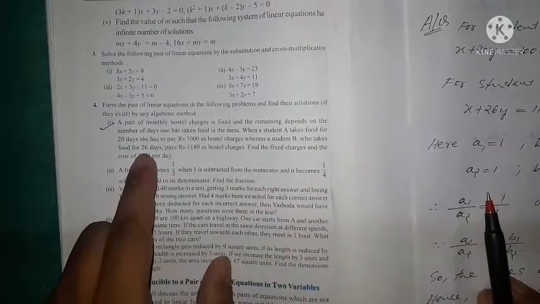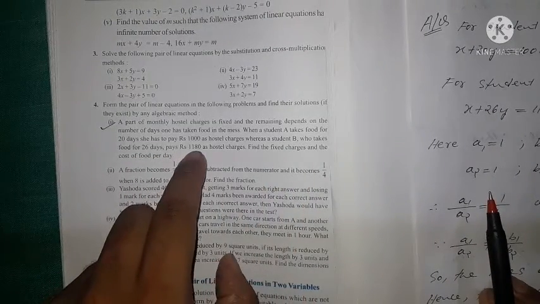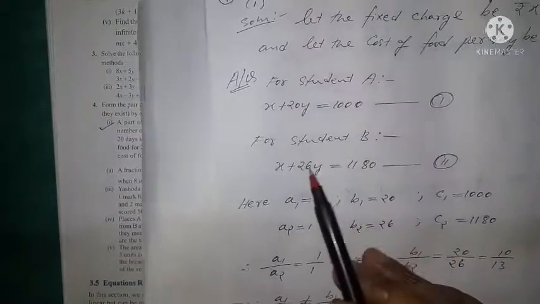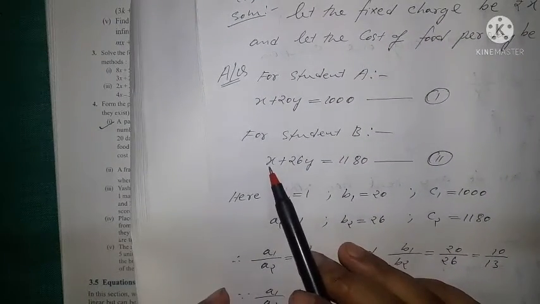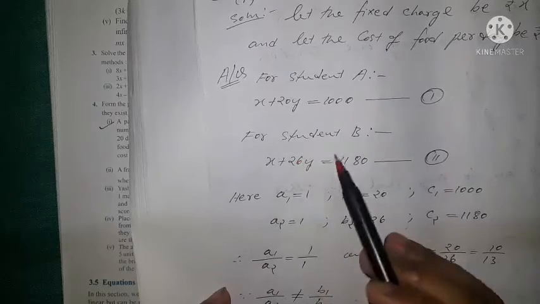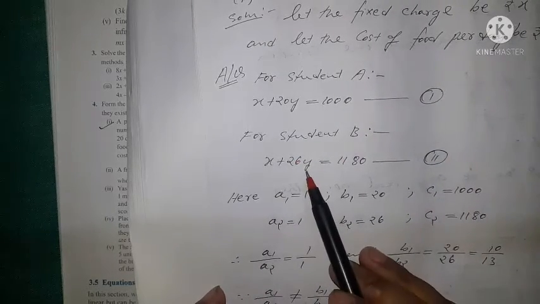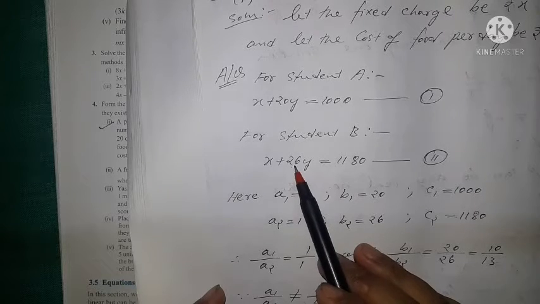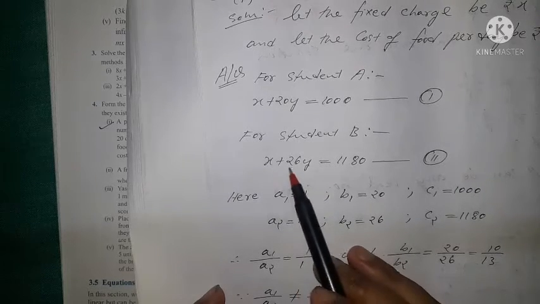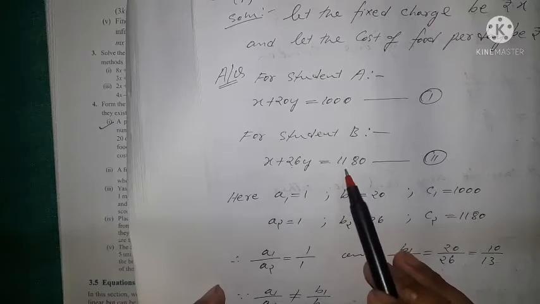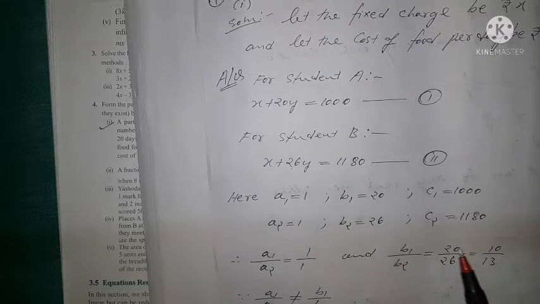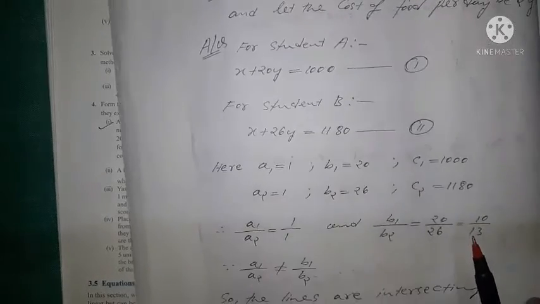Again, for student B, who takes food for 26 days, she pays rupees 1180 as hostel charge. She also needs to pay the fixed charge, which is X, and as she takes food for 26 days, the cost of food per day is Y, so for 26 days it is 26Y. Therefore X plus 26Y is equal to 1180, which is the total amount paid by student B.